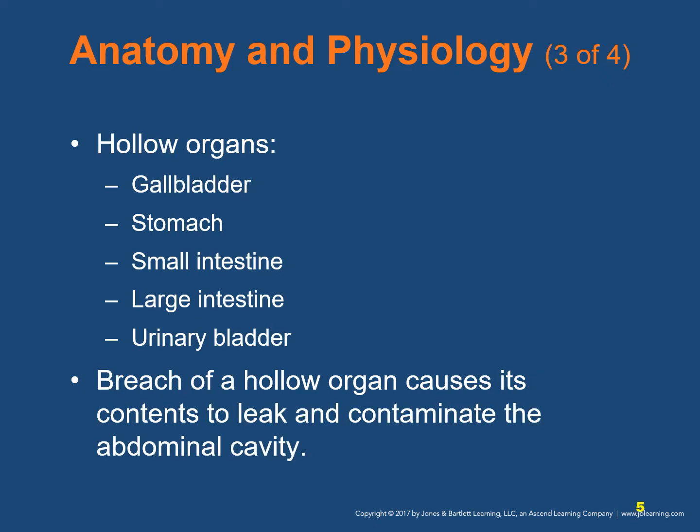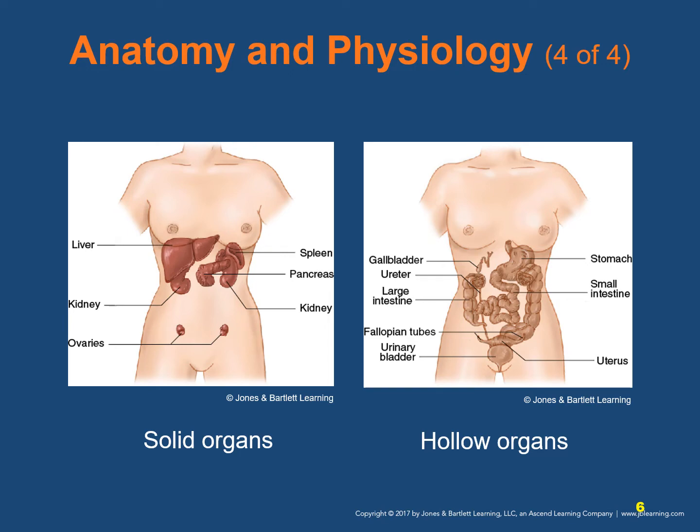The hollow organs are the gallbladder, stomach, small intestine, large intestine, and urinary bladder. If there is a perforation of these hollow organs, the contents of that hollow organ will leak and contaminate the body cavity. In this slide, you see two images. The image on the left depicts the solid organs that are located within the abdominal cavity or within the vicinity of the abdominal cavity. And the image on the right-hand side of the slide shows the hollow organs.